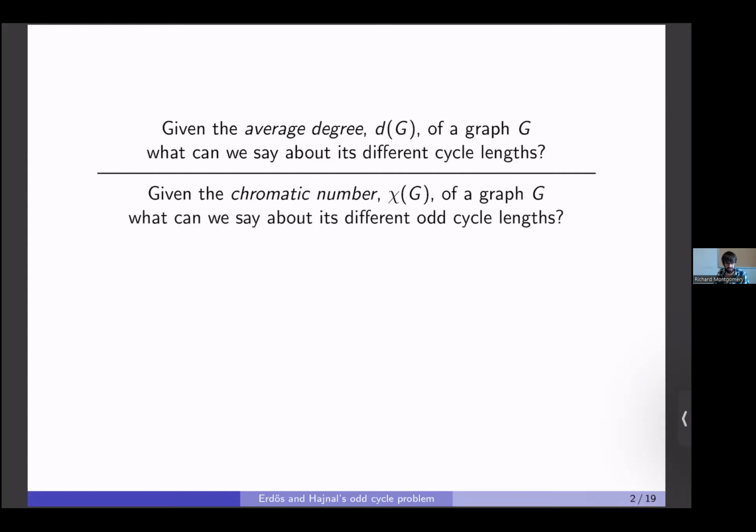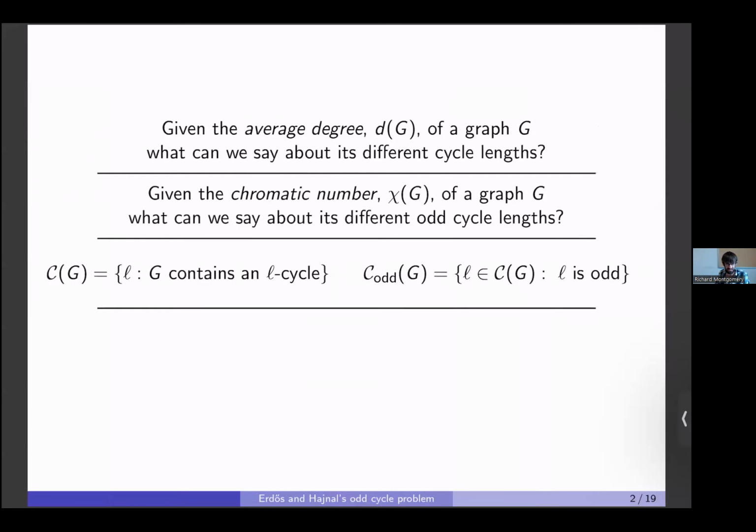And then the second question is, given the chromatic number phi of G of a graph G, what can you say about its different odd cycle lengths? So in order to help us there, let me denote by this calligraphic C of G the set of L such that the graph G contains a cycle of length L. And then as I'll talk about an awful lot, there's a big difference between even cycles and odd cycles, like so many things in graph theory. So I'll put odd in the subscript just to pick out the odd cycle lengths of a graph. And my two questions are a bit vague. What would we say about its different cycle lengths?